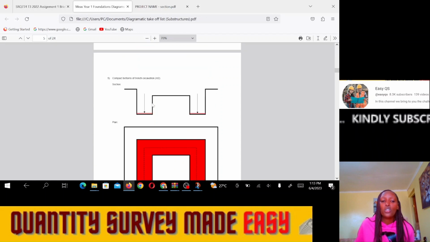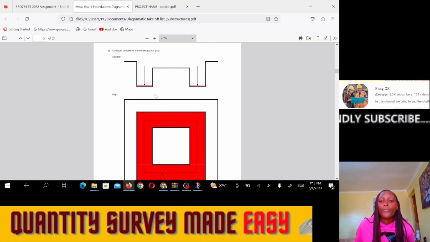Very good. So we shall go to the other item, which is to compact the bottoms of the trench excavations. How do we measure compacting the bottoms of the trench excavations? Remember, these are the trenches.